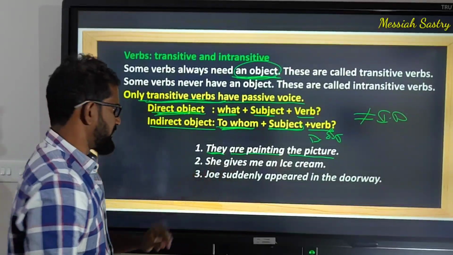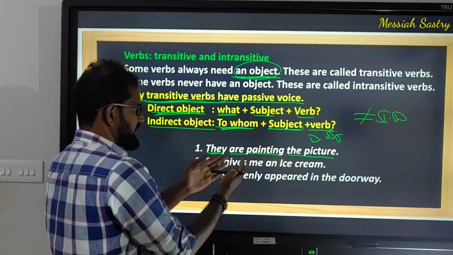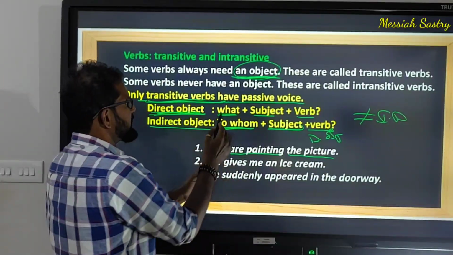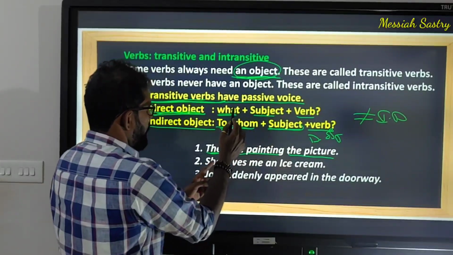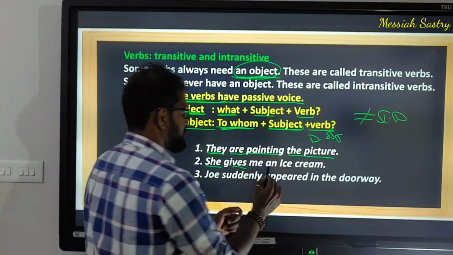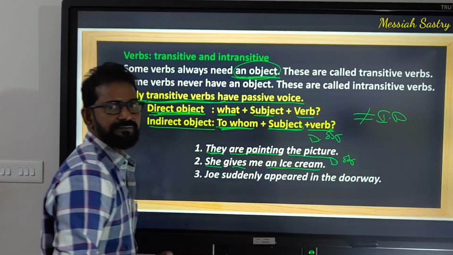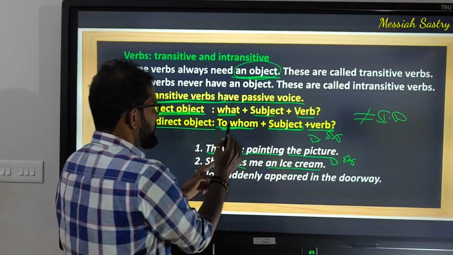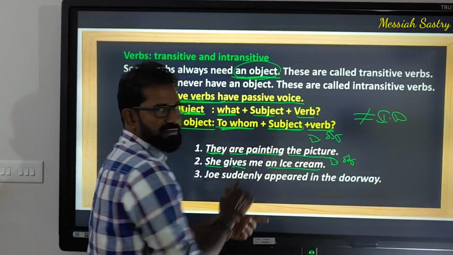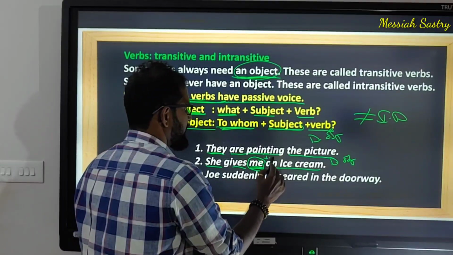Let's look at the second one. She gives me an ice cream. Let's go for the direct object. What plus subject plus verb: what does she give? An ice cream. So an ice cream is the direct object. Next, to whom does she give? Me. So me is an indirect object.